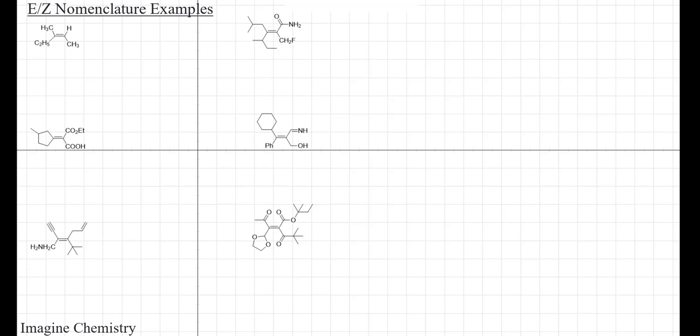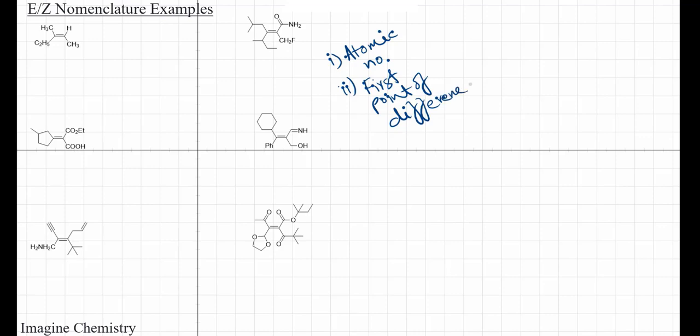So there are two main points I told you. First one is that atomic number based priority is given. We have discussed this point in the previous video. And second one is the first point of difference. So you must remember this first point of difference. Okay, now let's move on to the first example.